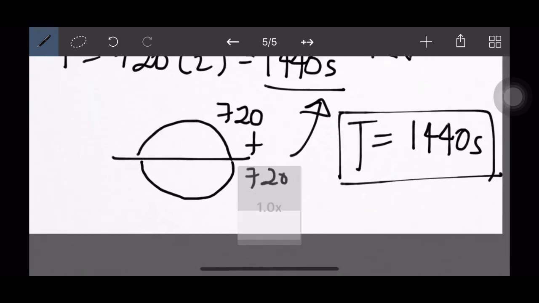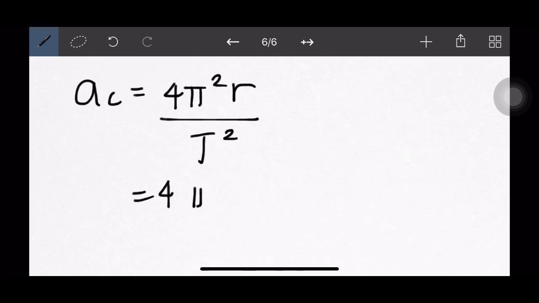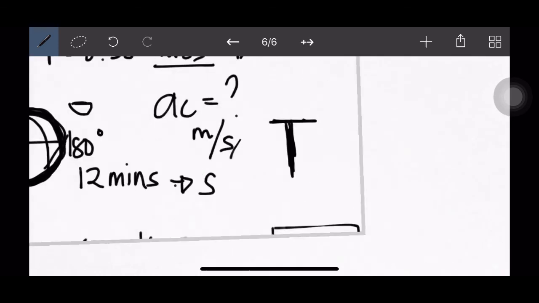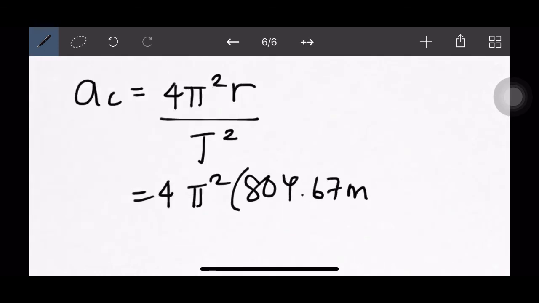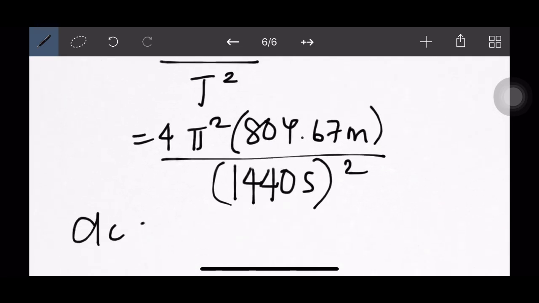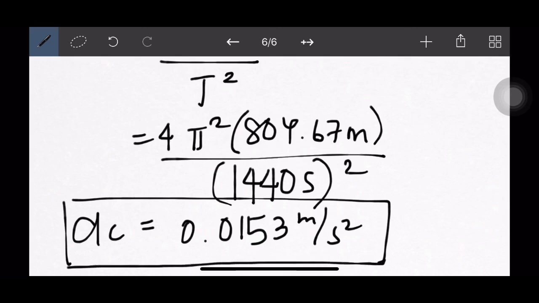Okay, so now we can solve for the value of the centripetal acceleration using this formula, 4 pi square multiplied by r over t square. So you have 4 pi square, the radius that was converted earlier is 804.67 meters, over 1,440 seconds square. So we can now solve for the centripetal acceleration, and it has the value of 0.153 meters per second square. Okay, this is the centripetal acceleration in one revolution.